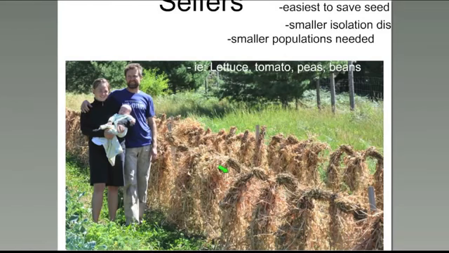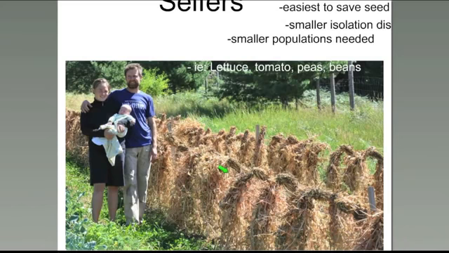Once you save seed from those successfully, you can build on that experience and knowledge base and start working with some of the cross-pollinating plants, which have a little bit more of a degree of difficulty. One of the reasons selfers are easier to grow is that smaller populations are required, so you can grow a smaller amount of them and still produce great quality seed. And you don't need as big an isolation distance between that and another crop of the same genus and species.